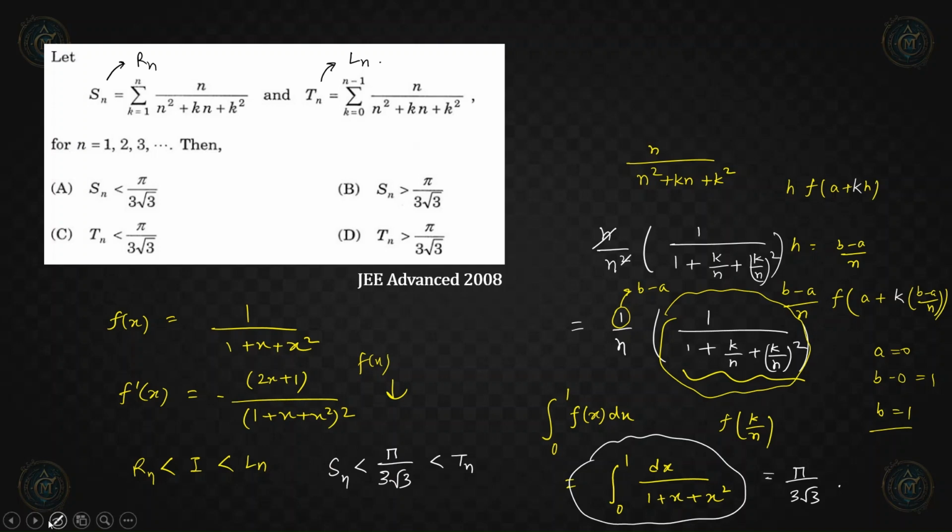If we choose the correct options here, Sn less than pi divided by 3 root 3, yes, this option will be true, and this option will be wrong. And Tn greater than pi by 3 root 3, this option will be true and this option will be false. That means A and D will be our correct options. So this is how we compare the Riemann sums.